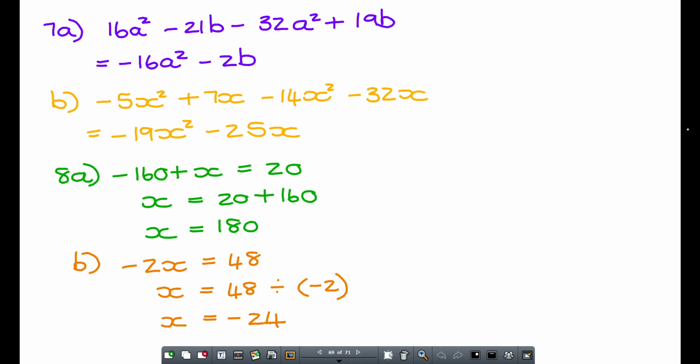Right. Then number 7, they asked me to simplify the following. So what I had to do here is look for like terms. We can only add or subtract those that have the same unknown, meaning like terms. So you'll see the 16a squared and the minus 32a squared gave me that minus 16a squared. And then the minus 21b plus 19b gave me the minus 2b. Okay. Yes?